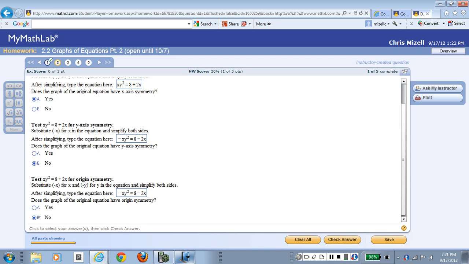Gotta say no. Did it matter if you typed it the opposite way? That's a good question. It's just xy squared equals negative 8 plus 2x? I honestly don't know. I'm going to find out right now, because it's been a little while since I put this problem together, and I don't remember exactly how sensitive it is, if everything has to be in the right place, or if it can be algebraically equivalent to that. So it would be good to know.